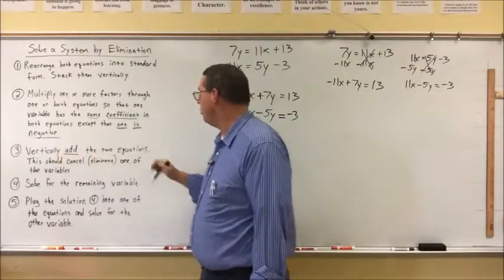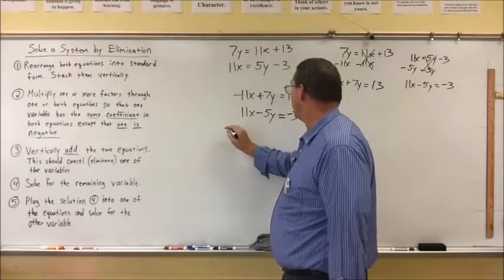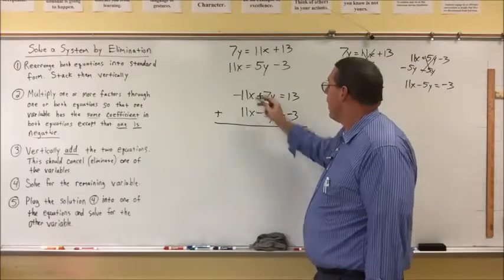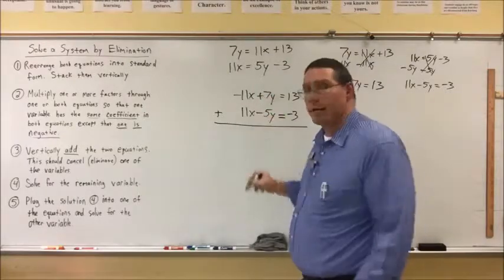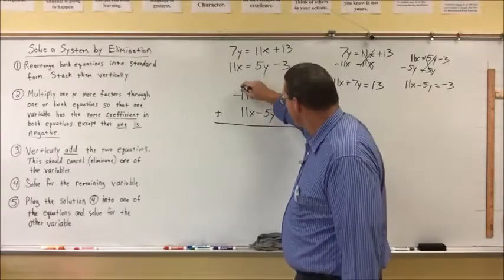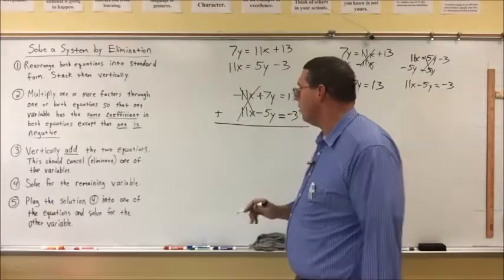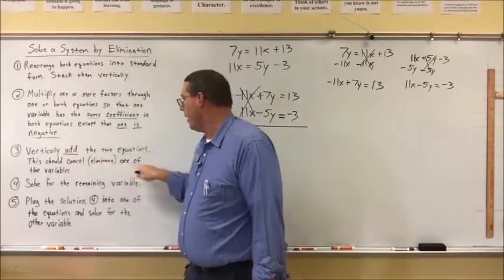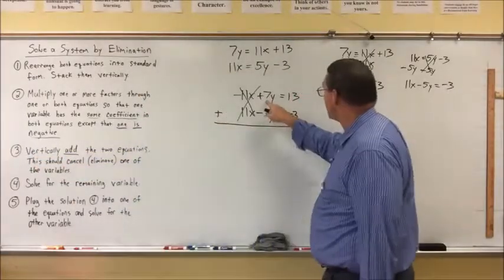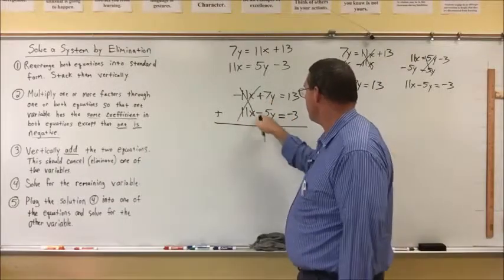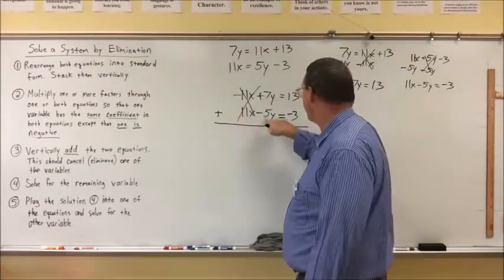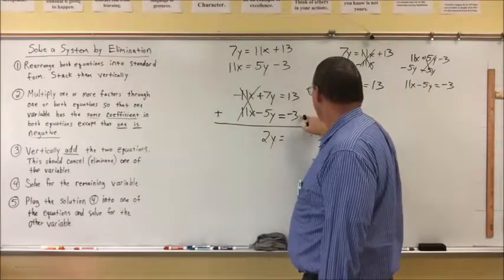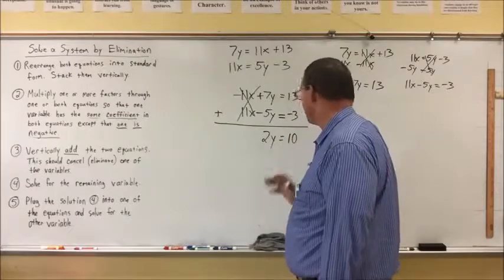Vertically add the two equations. So I'm going to draw a line under here, and I'm going to add, right? Negative 11x plus 11x is 0. And what that's going to do is eliminate the x's completely. In fact, that's the point. Look, this should cancel or eliminate one of the variables. And now 7y plus negative 5y, 7y minus 5y is 2y. And then 13 minus 3 is 10. Okay, so we did that.